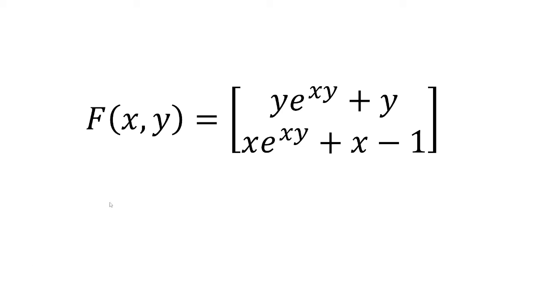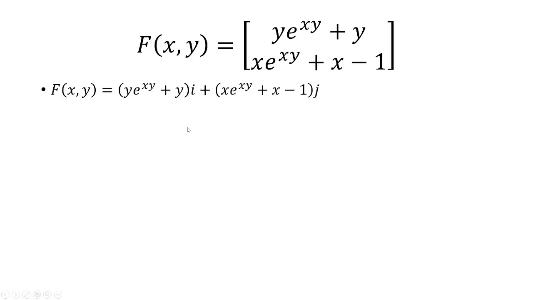We're given a vector field F. We want to see if it's conservative, and if it is, we want to find the potential function. So we'll write it in terms of i's and j's. So we have (y e^(xy) + y) times i plus (x e^(xy) + x - 1) times j. We want to find the partial derivatives.